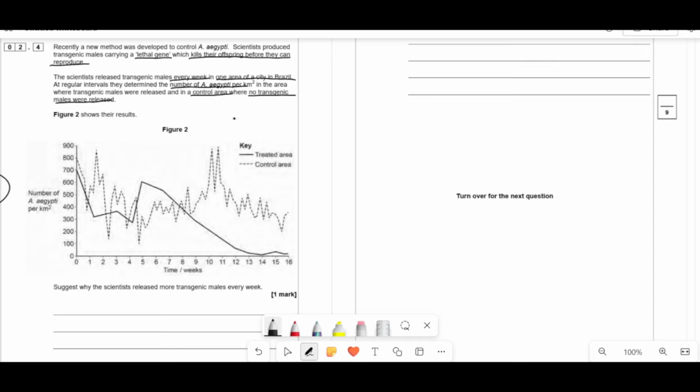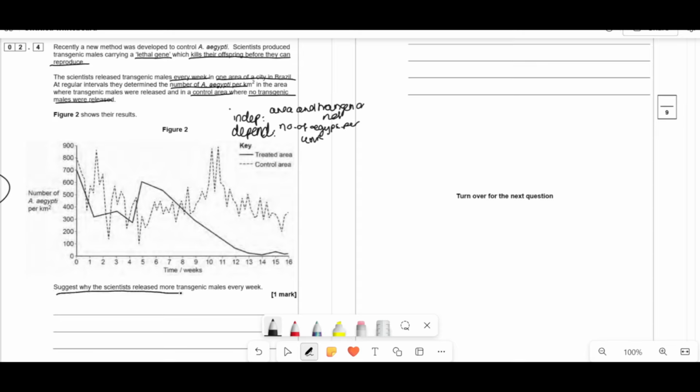Figure 2 shows the results. So always just scribble down what the independent or dependent variables are here. Now, what are they changing? Well, they're changing the area, and also they're changing whether they're transgenic or not, right? And what's dependent? It's tempting to say the amount of the control. It's not. It's how much they're measuring, which is the number of Aegypti per kilometer squared. It's always good to scribble this down because it might help in evaluation questions and things like that.